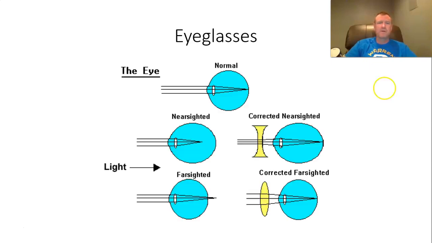Eyeglasses are next. This is the one that might mean the most to you. If you have bad vision, you've got glasses or contact lenses, this is going to explain kind of how they work.